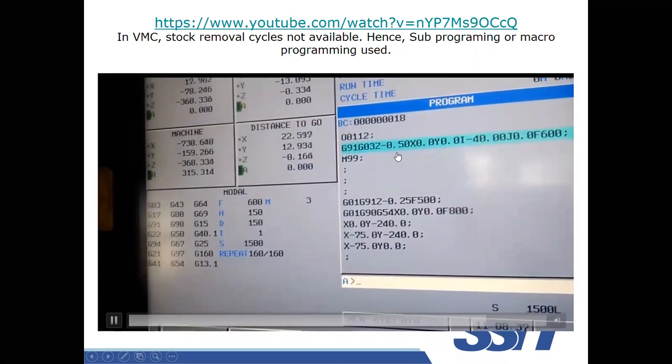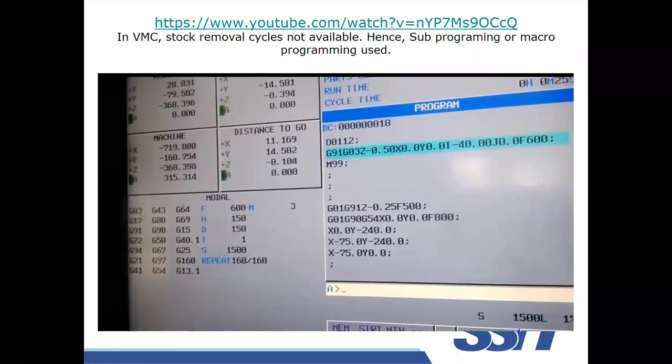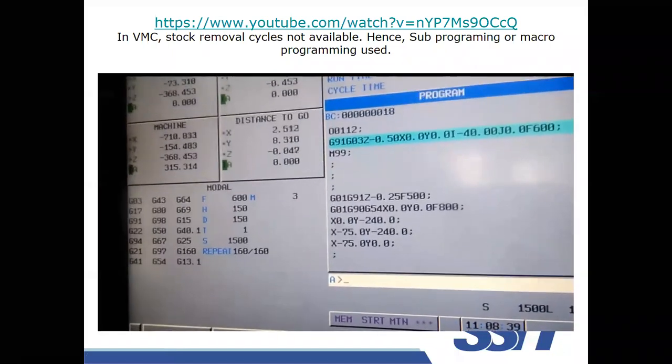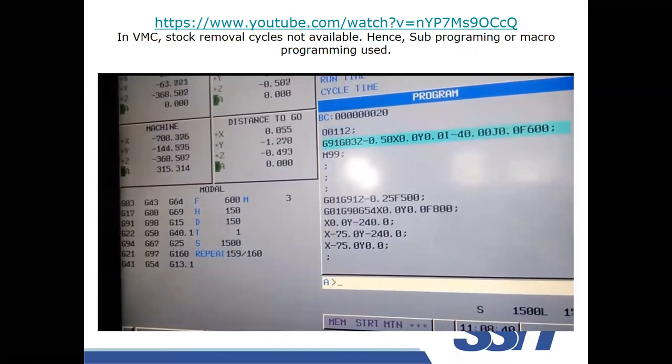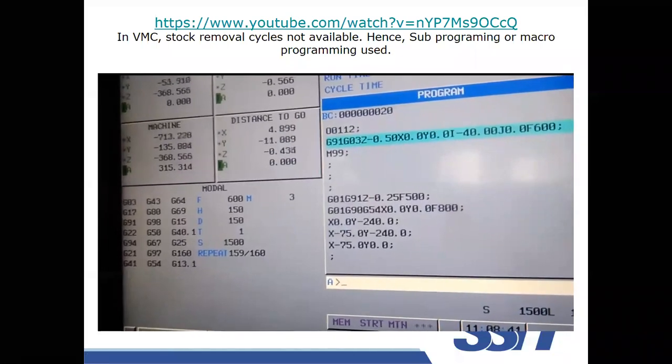Z is equal to minus 0.5 means 0.5 mm depth is given every time. Okay, this program will be run for 160 times so that the complete stock removal will take place. M99 will make it stop. It will come out of the loop and the next line will be executed.